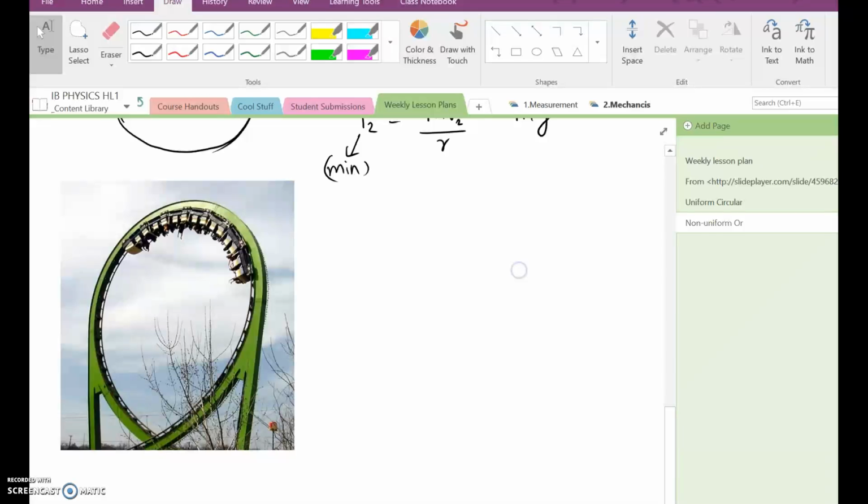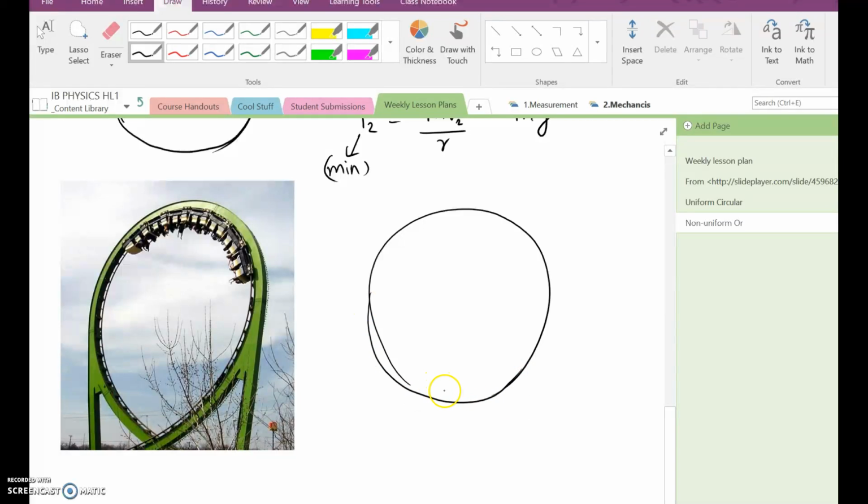So let's look at an amusement park ride where the cars are going around in a vertical loop. Even though this loop is not quite circular, we can approximate it to be a circular loop for our convenience. So here is what happens when the car is here.